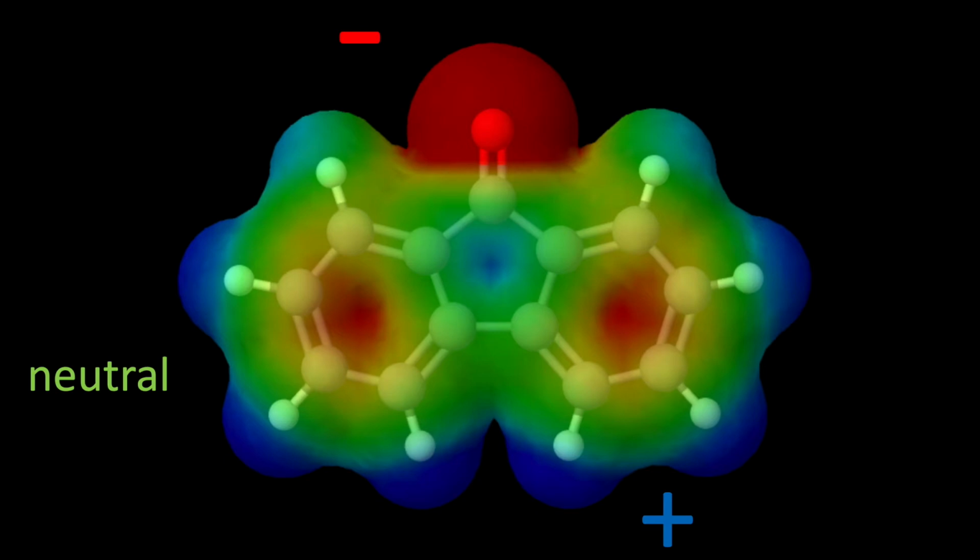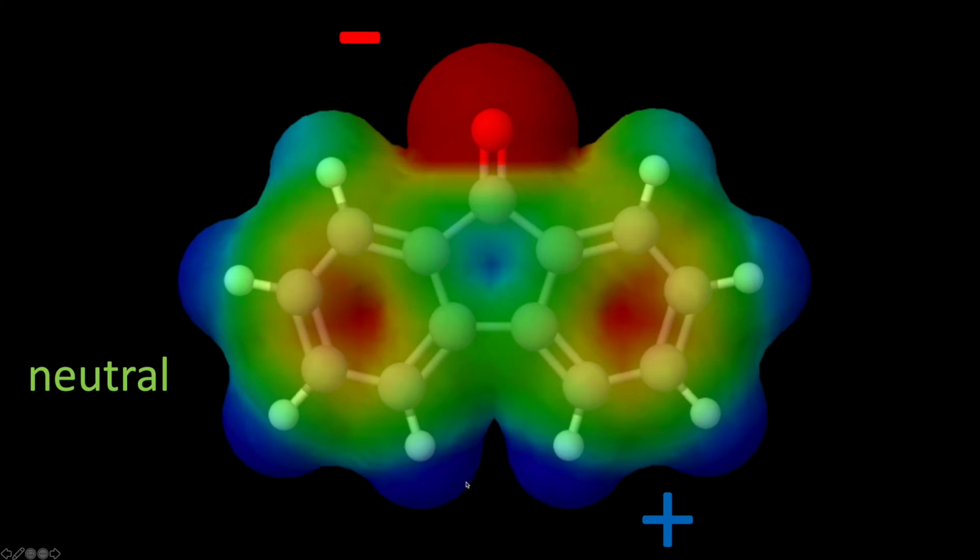In this image, you'll notice there are also colors. A colored image like this is called an electrostatic potential map. In the electrostatic potential map for fluorenone, the red represents places where electrons tend to accumulate. You'll notice oxygen is electronegative, so it tends to pull electrons to itself, and it becomes slightly negative. And that's represented by this red color here.